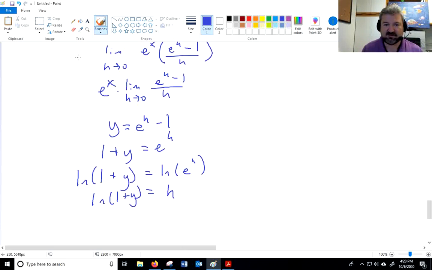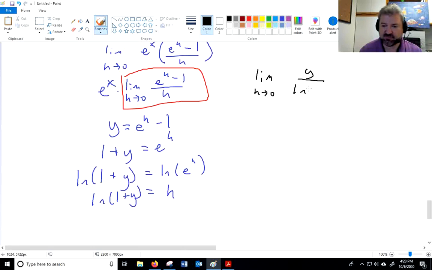Let's go back and rewrite the limit. We're trying to figure out this guy right here. And we've done all this work, so how does this help us? I'm going to rewrite this as the limit as h goes to 0 of y. Remember, e to the h minus 1 we said was y, over h, which we said was the natural log of 1 plus y. Now I'm going to do something else. I'm going to write this y as 1 over y times the natural log of 1 plus y.